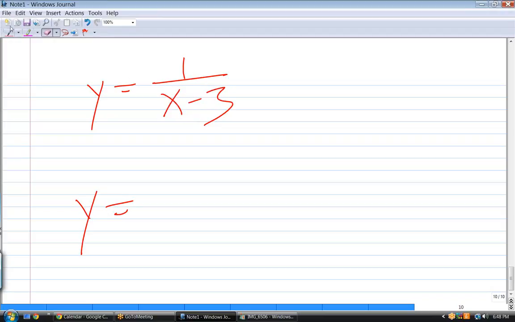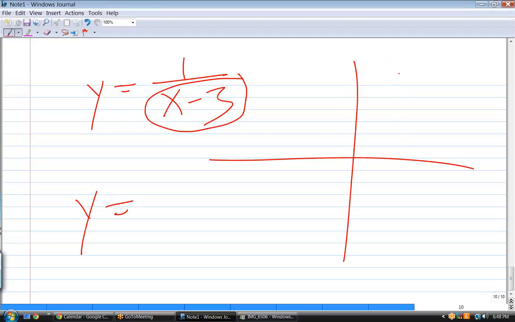What is this? That would be first and third. Even though we have a negative sign, it's not in front of the x. All this negative sign means is our vertical asymptote is 3 units to the right. So if I'm plotting this, I have a vertical asymptote at x equals 3. I still have a horizontal asymptote there. There's no negative on the x, so it's first and third.